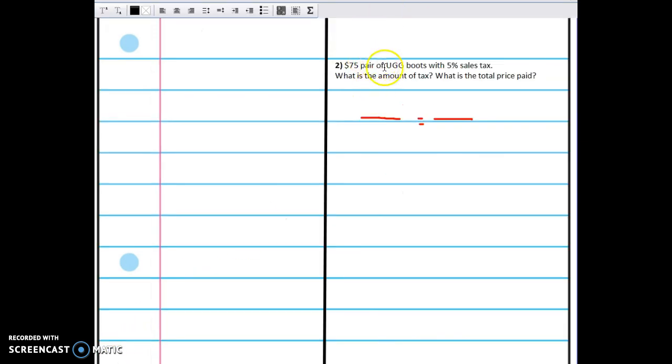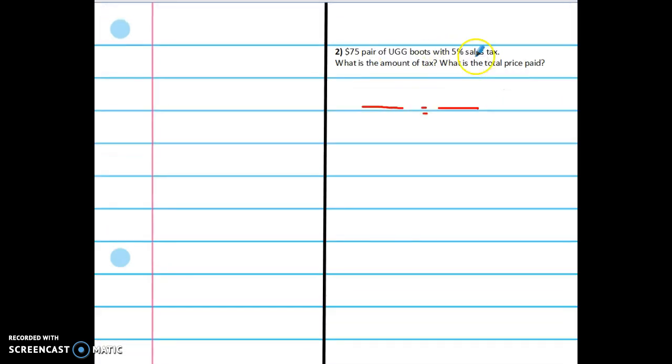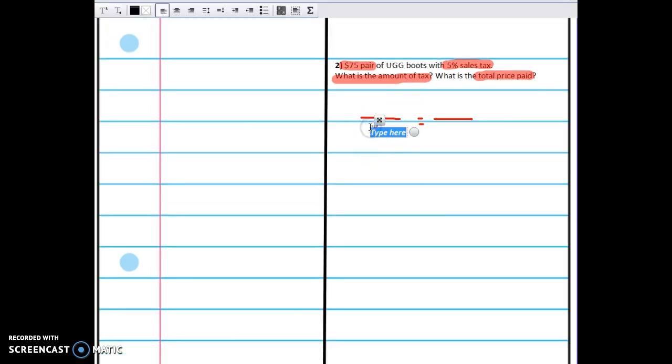Alright, so there's a $75 pair of UGG boots with 5% sales tax. So we'll highlight key information. $75 pair of boots, 5% tax. What's the amount of tax? Total price paid. Alright, so the subtotal would be 75. So that goes in the of part of the proportion. 5%, so 5 goes over 100. So we're calculating the amount of the tax. So the x goes on top.